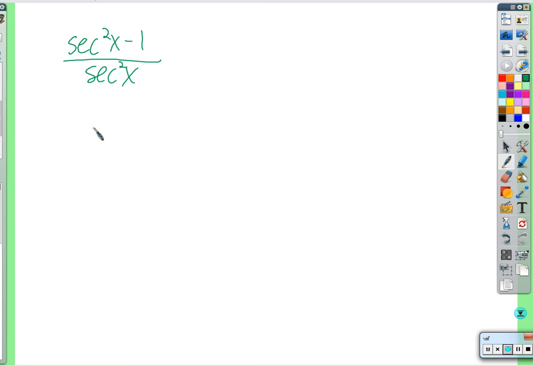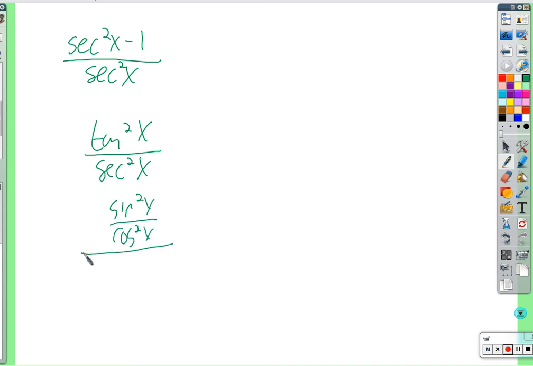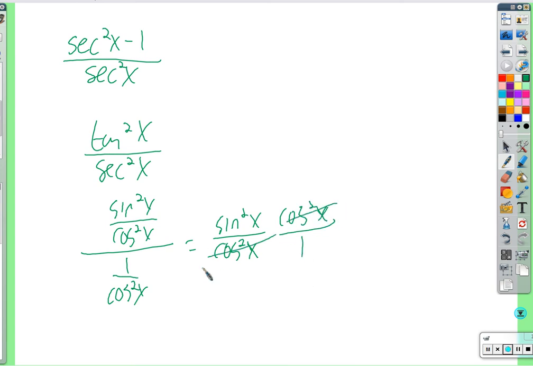Did you get sine squared? Did you take it all the way to the end, or do I take it step by step here? Take it step by step. I got tangent squared over secant squared. You remember this from earlier? Then it'd be sine squared over cosine squared over 1 over cosine squared. Then multiply by the reciprocal. Sine squared x over cosine squared x times cosine squared x over 1. Cancel out. All that's left is sine squared. Neato.